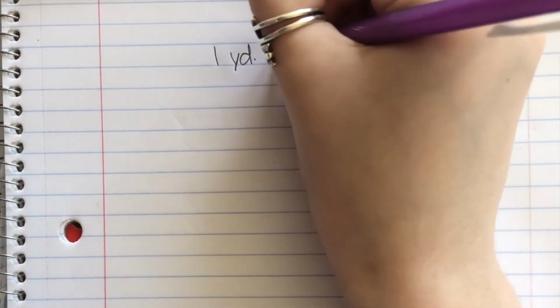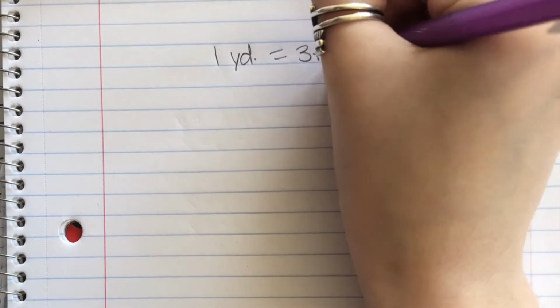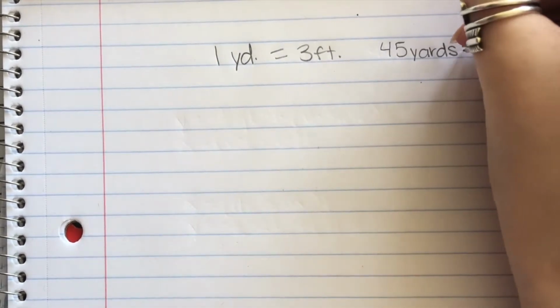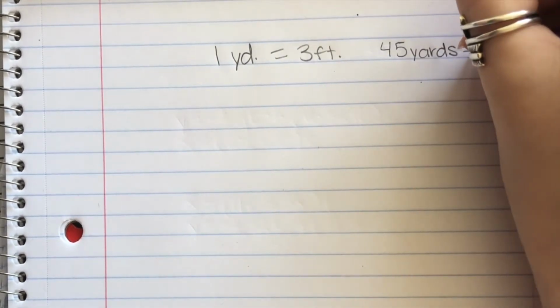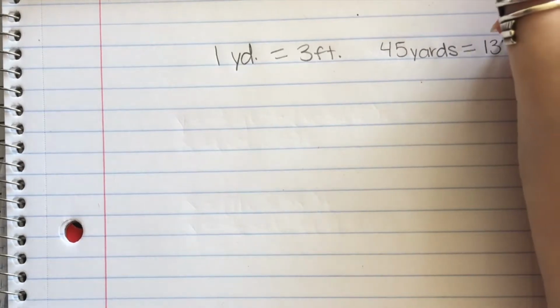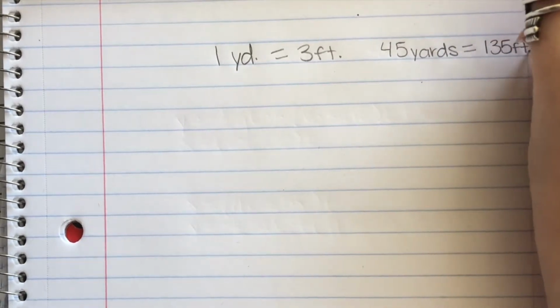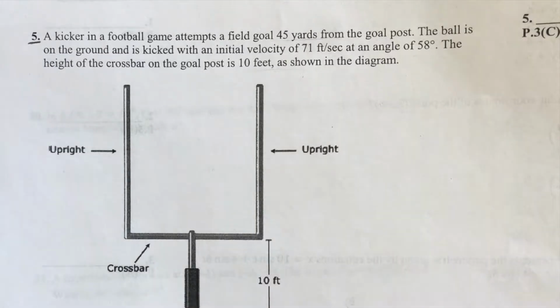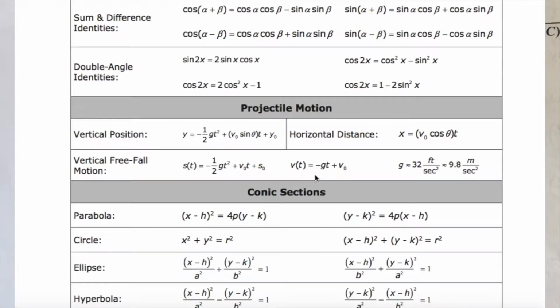So every 1 yard equals 3 feet. So 45 yards from the problem would be 135 feet. Using the other information in the problem, you can plug it into the projectile motion equations. So vertical position and then horizontal distance.